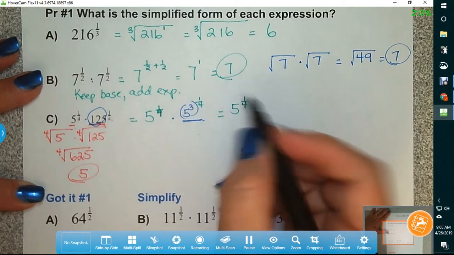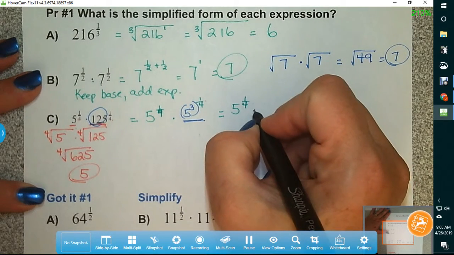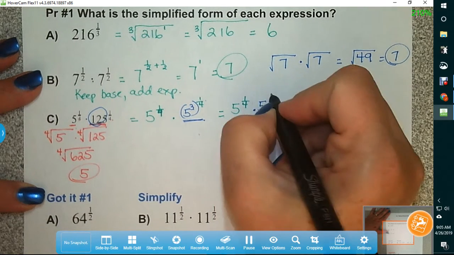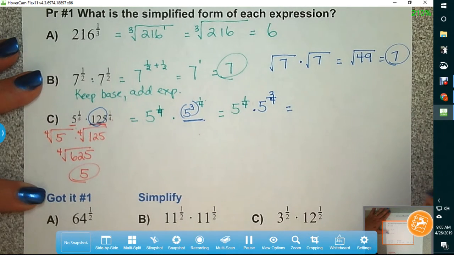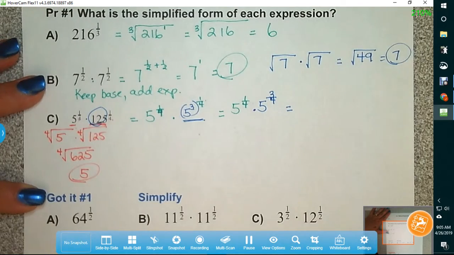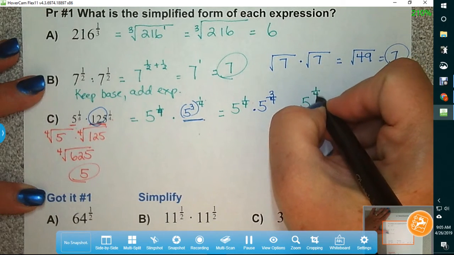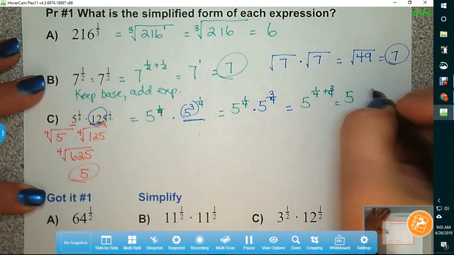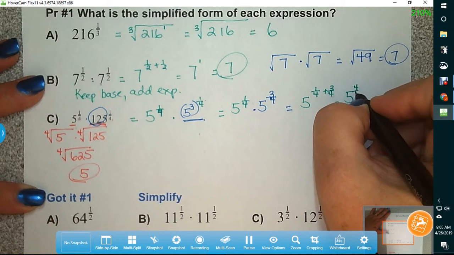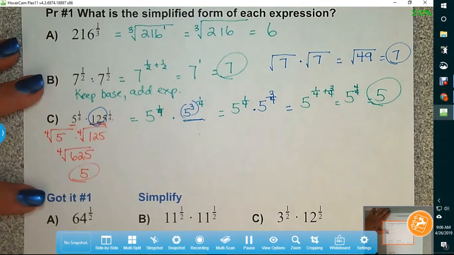This part, when I have a power to a power, I need to multiply those exponents. So that part will simplify to be 5 to the 3/4. Now my bases are the same. So the rule says I should keep my base, add my exponents. And that will give me 5 to the 4/4, which is 5 to the 1st, giving me just 5.